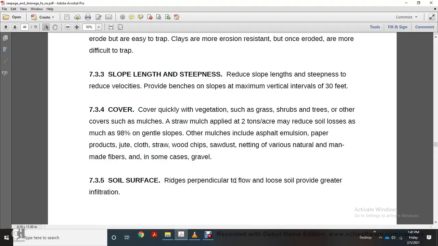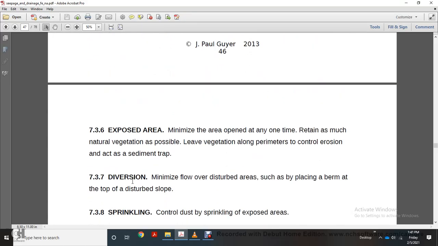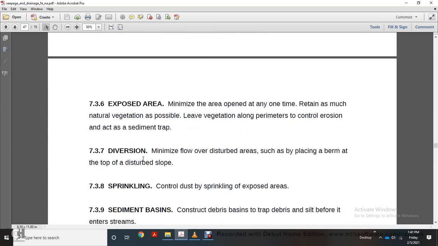Roughen the soil surface perpendicular to the flow; loose soil provides greater infiltration. Expose a minimum of the area, with as little open at one time as possible. Retain as much natural vegetation as possible. Leave vegetation along perimeters for the control of erosion, to act as a sediment trap.